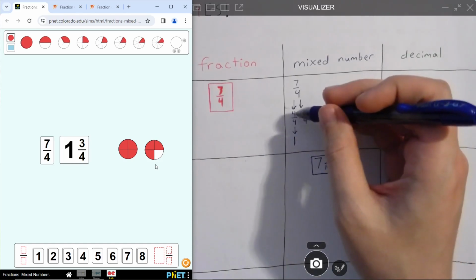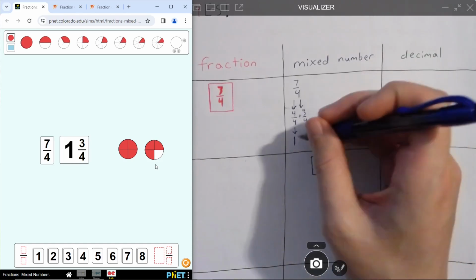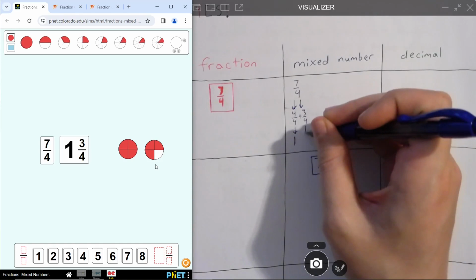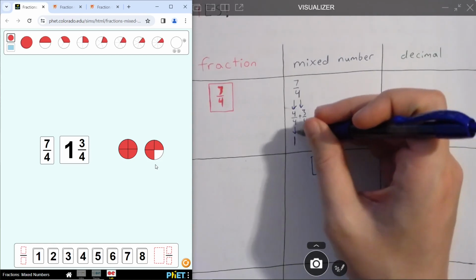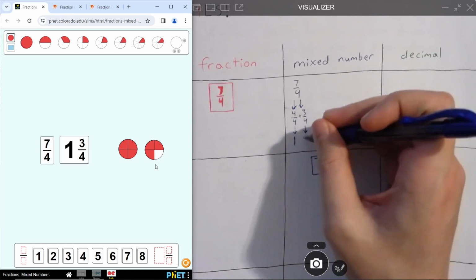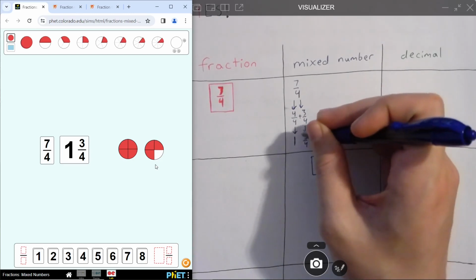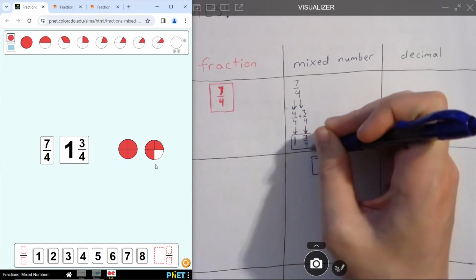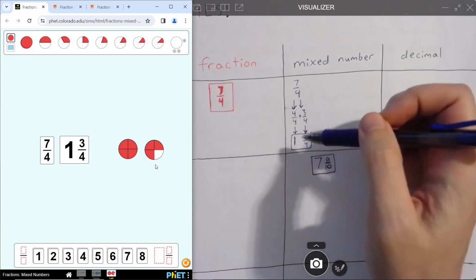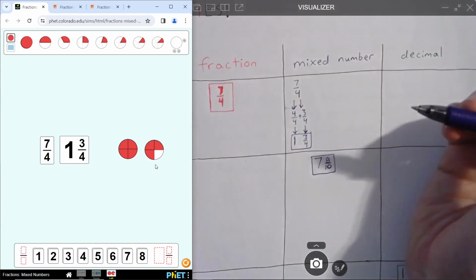So we have 4/4, which is 1 whole, plus 3/4, right? Which is 1 whole and 3/4. So 7/4 equals 1 whole and 3/4.